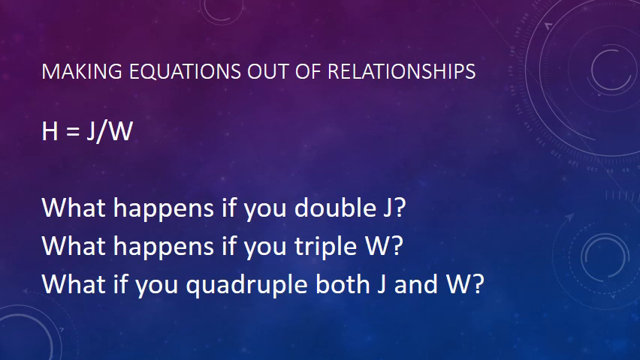And what happens if you quadruple both J and W? Well, quadrupling J makes H go up by a factor of 4. Quadrupling W makes H go down by a factor of 1/4, and those cancel each other. 4 over 4 cancels out, and you end up not affecting H. H is the same happiness that you had with your original single jelly bean and single war, or whatever was involved in your original scenario.